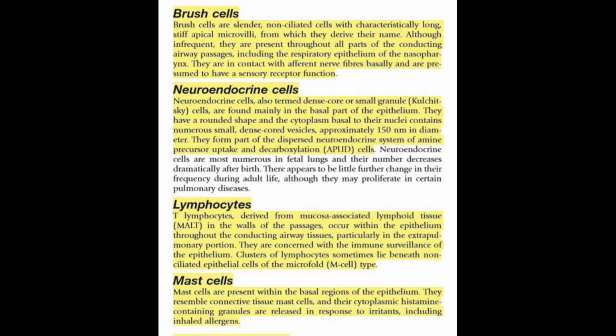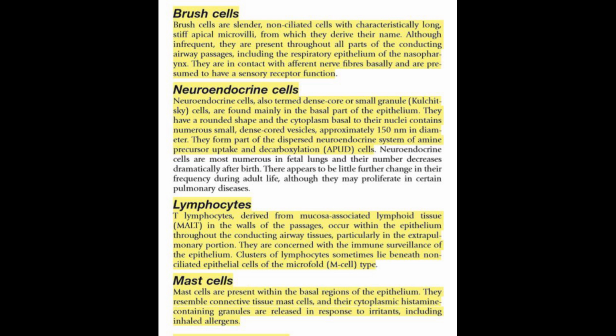Lastly, we have the lymphocytes and the mast cells. The T lymphocytes are derived from mucosa-associated lymphoid tissue, or MALT. Remember this name. Mucosa-associated lymphoid tissue in the walls of the passages occurs within the epithelium through the conducting airway tissue, particularly the extrapulmonary portion. They are concerned with the immune system, the surveillance of the epithelium, and they lie just beneath the non-ciliated cells of the microfold, or the M-type cell.